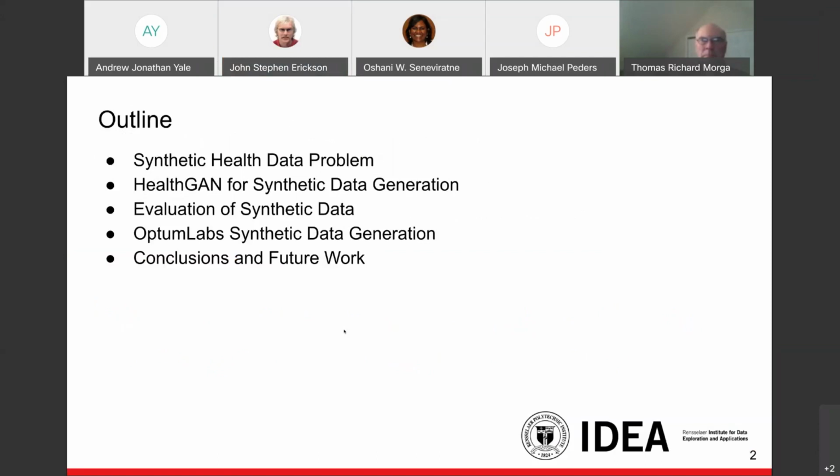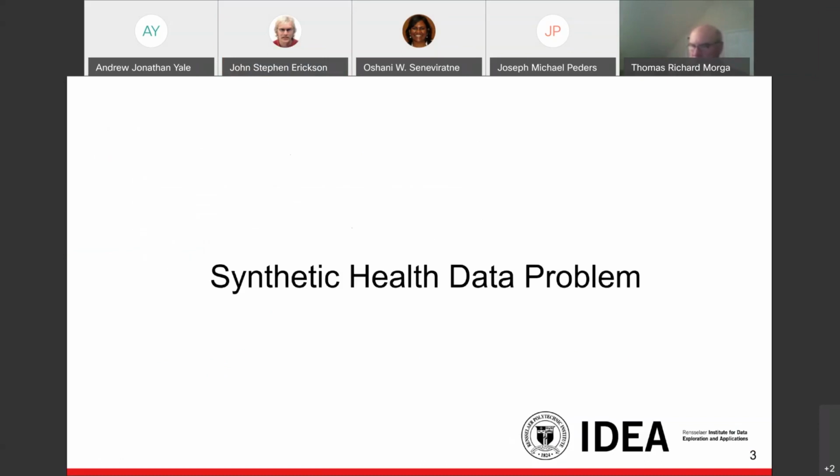Here is an outline of this talk. First, we're going to talk about the synthetic health data problem. Then we're going to talk about our HealthGAN for synthetic data generation. Then we're going to talk about evaluating the synthetic data. Then we're going to talk about applying this to an Optum Lab synthetic data generation problem. And finally, conclusions and future work.